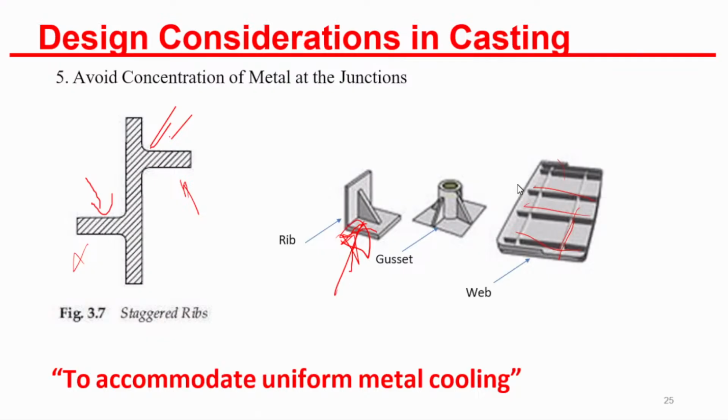These heavy sections cool and solidify much more slowly than the surrounding thinner regions. Okay, this non-uniform cooling leads to shrinkage and blowholes and also internal voids that we will receive.